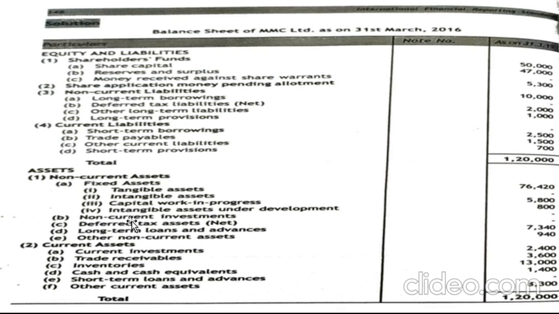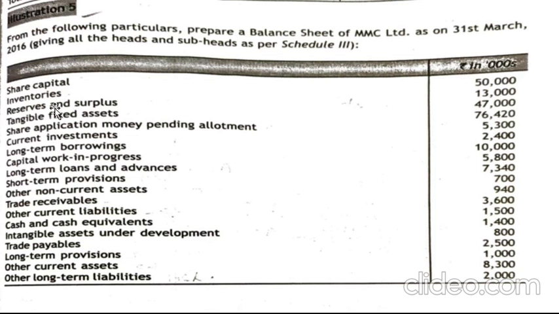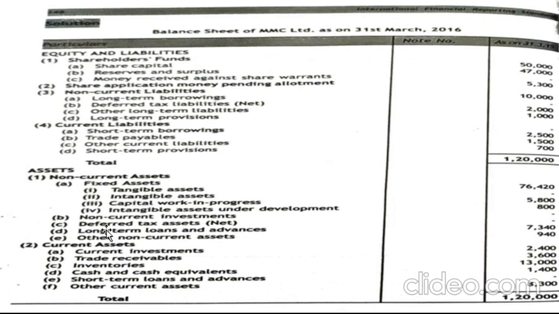Next, we have non-current investments. Do we have non-current investments in the question? No, we don't. Next, we have deferred tax asset. We don't have deferred tax asset in the question. Next item is long-term loans and advances. Yes, we have long-term loans and advances, 7,340, so according to the format we record long-term loans and advances 7,340.